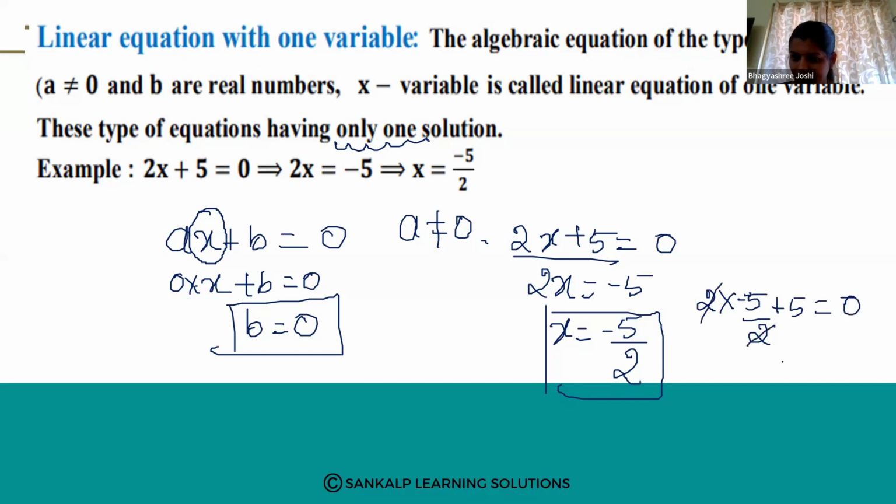2 and 2 will get cancelled. Minus 5 plus 5 is equal to 0. That means minus 5 and plus 5 will get cancelled. 0 is equal to 0. Here also the LHS part is equal to the RHS part. That means x is equal to minus 5 divided by 2 is the solution for this linear equation, right?